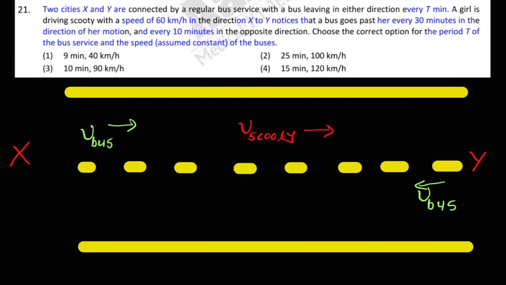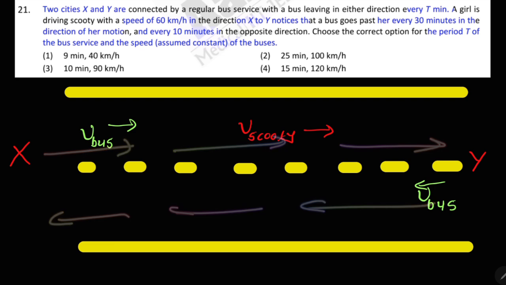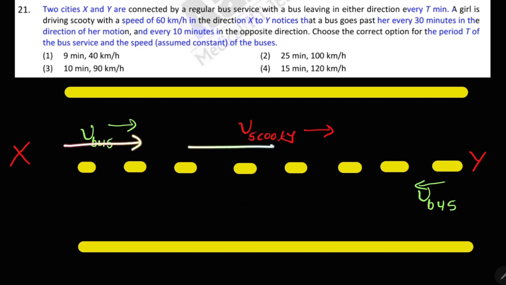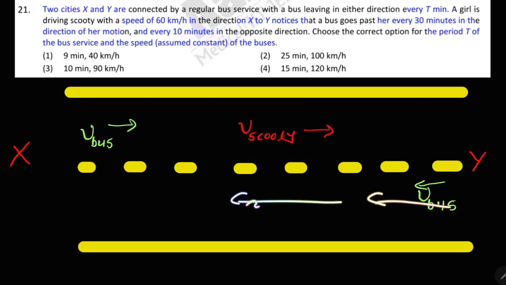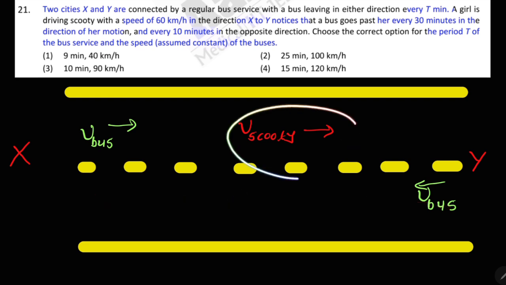So बच्चों, in this question there is a girl moving from X to Y. गर्ल X से Y जा रही है. अब बस का क्या है? बस दोनों डायरेक्शन में जा रही है. बस X से Y भी जा रही है और Y से X भी आ रही है. लेकिन जो बस X से Y की ओर जा रही है, it is passing at every 30 minutes with respect to this girl. और जो बस Y से X आ रही है, it is passing at every 10 minutes with respect to this girl. और बच्चों, from point X and from point Y, a bus is leaving after every t minutes.